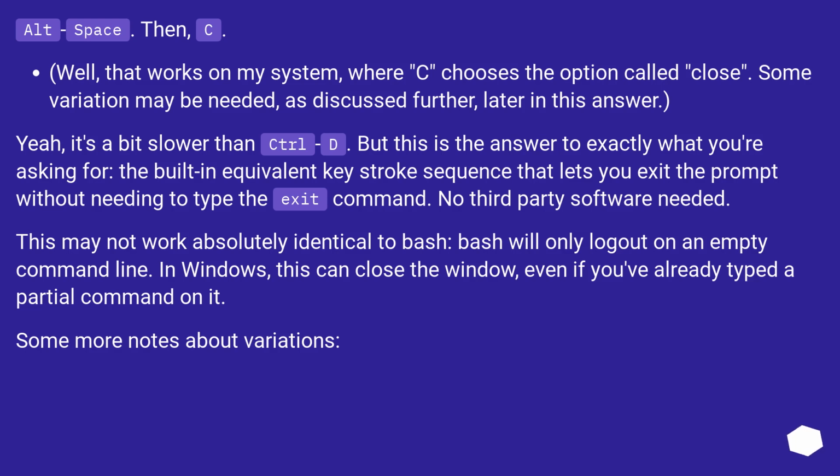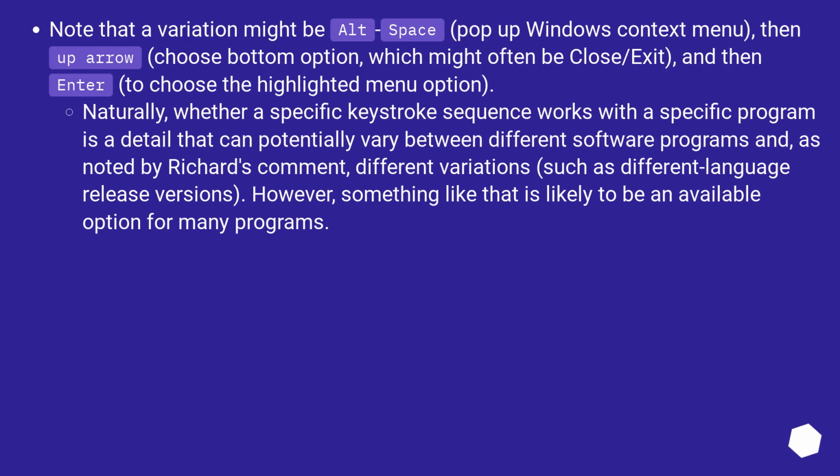Some more notes about variations. Note that a variation might be Alt-Space, pop up the Windows context menu, then up arrow, choose the bottom option, which might often be Close/Exit, and then Enter, to choose the highlighted menu option. Naturally, whether a specific keystroke sequence works with a specific program is a detail that can potentially vary between different software programs and, as noted by Richard's comment, different variations, such as different language release versions. However, something like that is likely to be an available option for many programs.